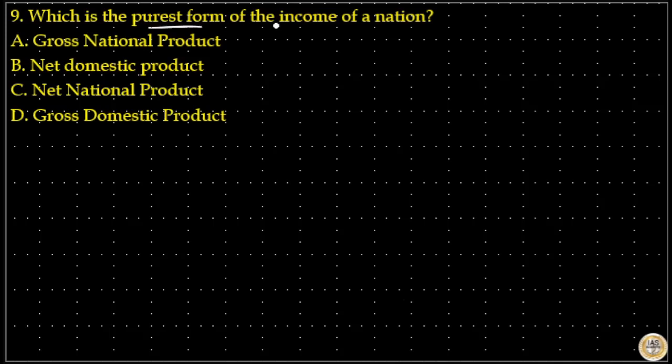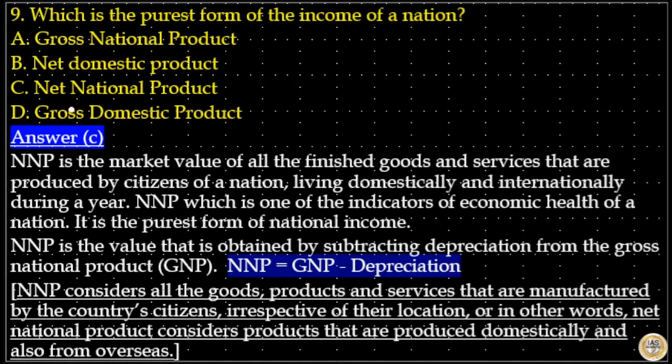Which is the purest form of income of a nation? Options are gross national product, net domestic product, net national product, gross domestic product. The answer to this question is option C, that is net national product, NNP. NNP is the market value of all finished goods and services that are produced by citizens of a nation living domestically and internationally during a year.